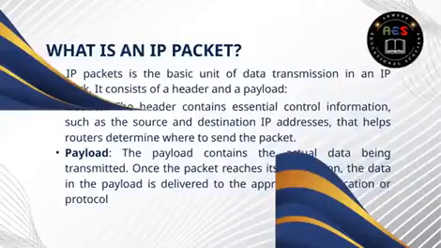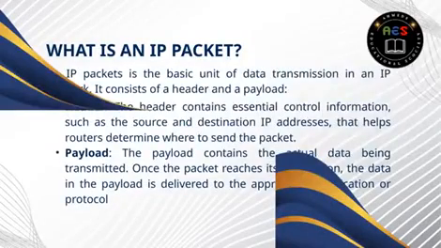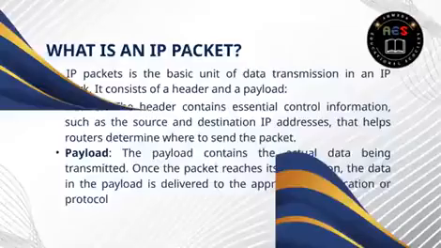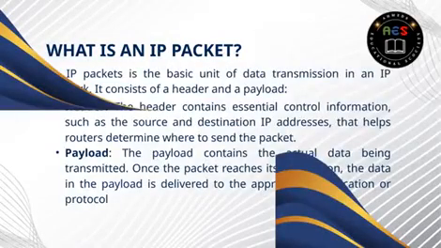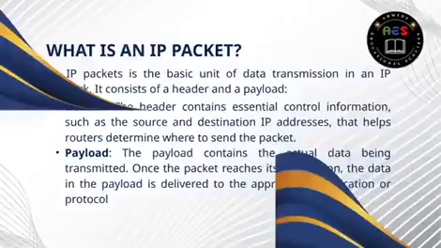Let's dive into what an IP packet actually is. At its core, an IP packet is the fundamental unit of data transmission in an IP network. Imagine it as a small, packaged piece of information that travels across the internet or any IP-based network. An IP packet consists of two main parts, the header and the payload. The header is like the address label on a letter. It contains crucial control information, such as the source and destination IP addresses.